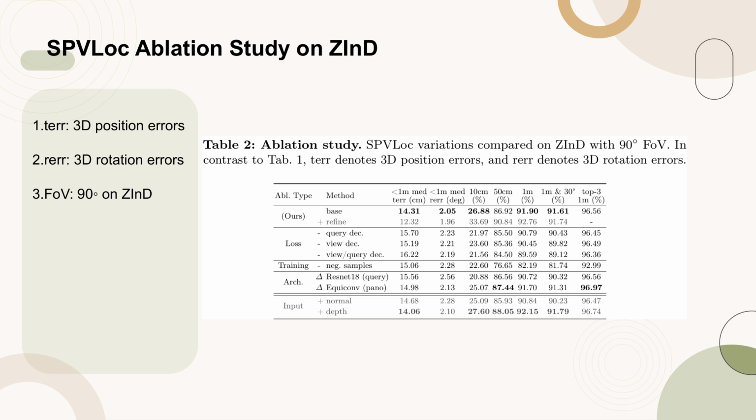Additionally, the exclusion of negative samples from different rooms, neg samples, significantly decreases the accuracy of localized images. The table also highlights the performance drop when replacing the image encoder EfficientNet-S with a smaller ResNet-18. Overall, the ablation study provides insights into the critical components of SPVLoc that contribute to its localization accuracy.